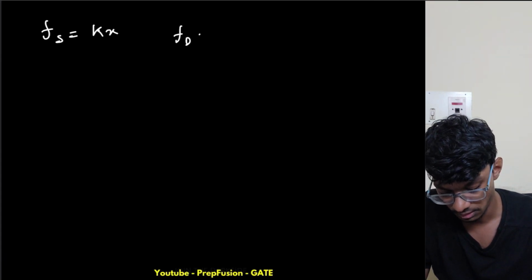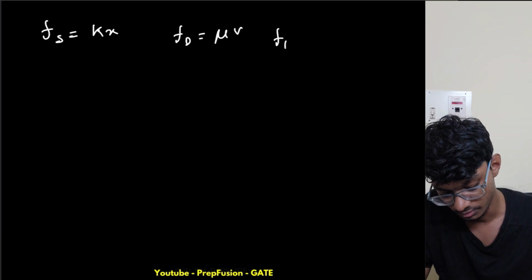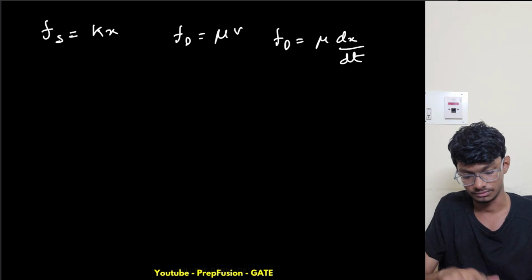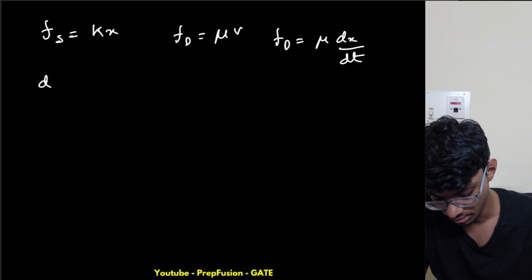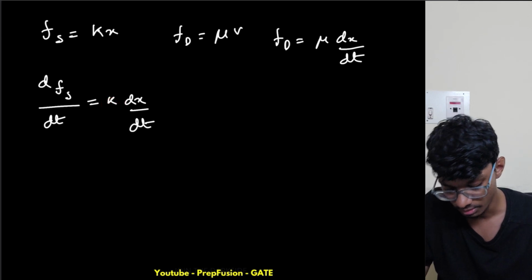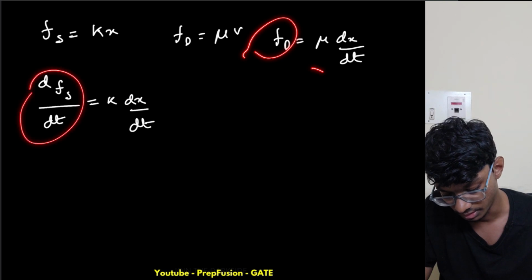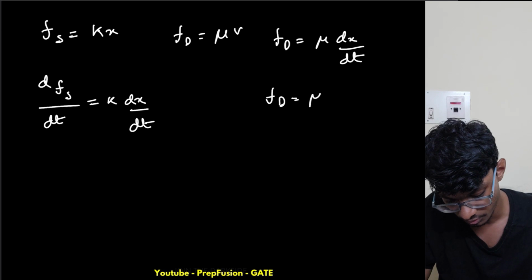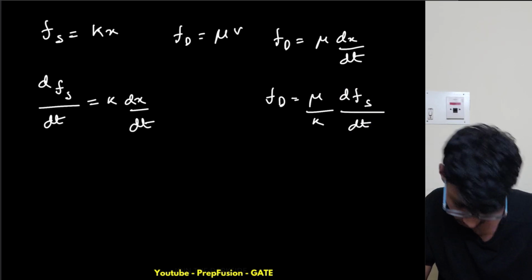And what is Fd equal to? Fd equals mu into v, which is equal to mu dx by dt. This is basically the differentiation of the displacement. If I differentiate Fs, I will get dFs by dt equals k dx by dt. So my dx by dt is equal to dFs by dt divided by k. I will replace this dx by dt up here. So I will write Fd in terms of Fs. Fd equals mu by k into dFs by dt.